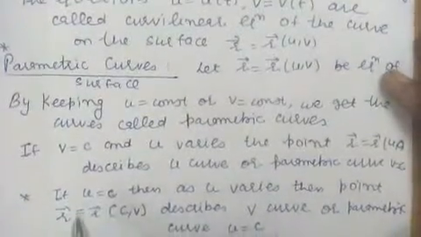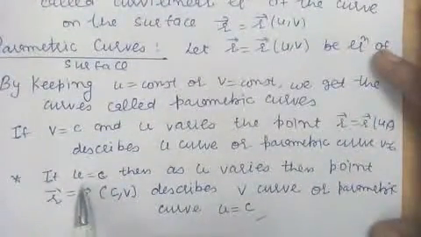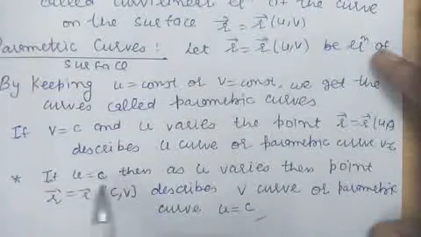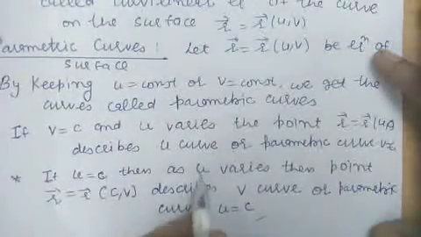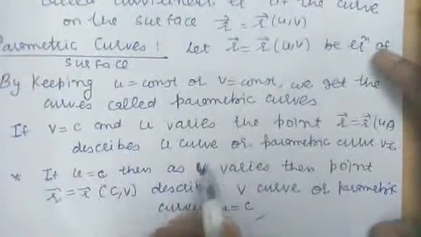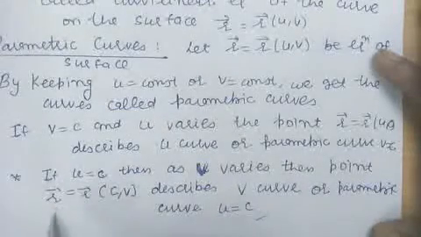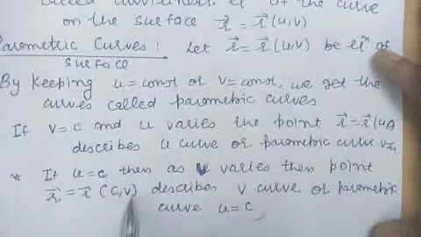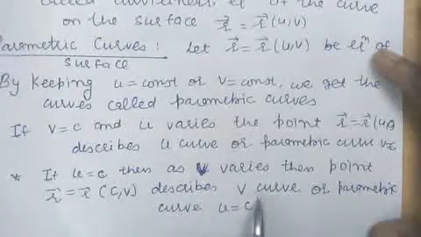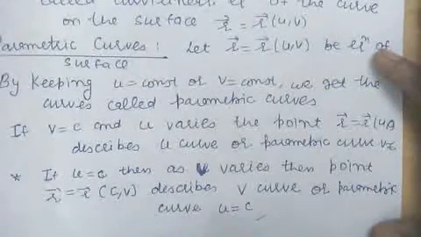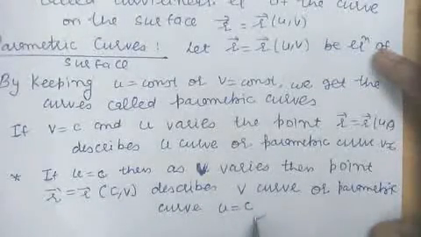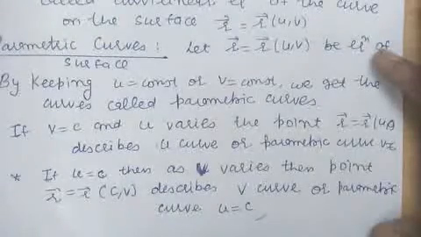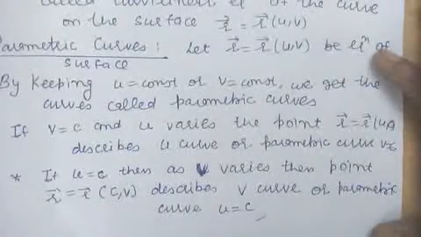In the same way, if we keep u equal to constant, then as v varies, the point having the position vector as a function of c and v describes the v curve, or it is also called parametric curve u is equal to c. So these were some concepts related to the surface.